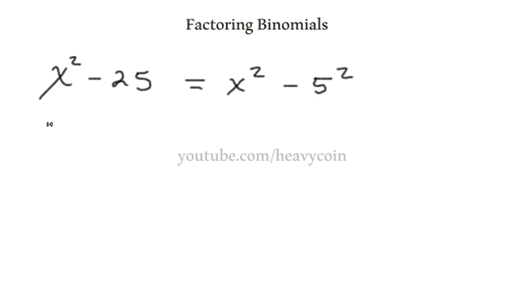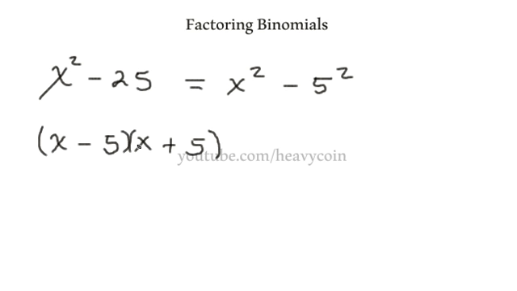So this is what you've got to remember. We're going to factor this. We're going to write an x, and write another x here. You're going to write a 5, another 5, except this one's going to be minus, and this one is going to be plus. And when we multiply this out, we should get x squared minus 25.